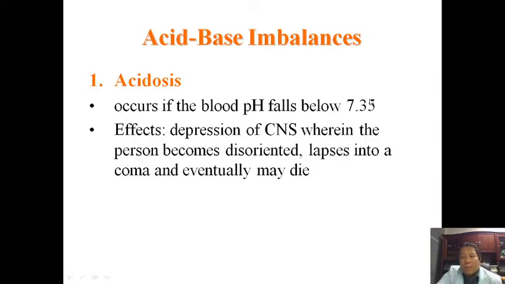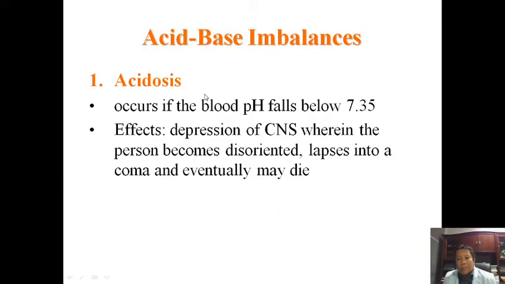Alright, so let's talk about some acid-base imbalances. Number one, let's talk about acidosis. As I mentioned earlier, acidosis occurs if the blood pH or serum pH falls below 7.35. A lot of times, this can be associated with depression of the central nervous system, such as in the case of, again, increased intracranial pressure.